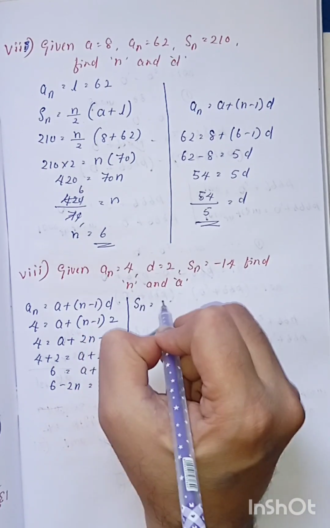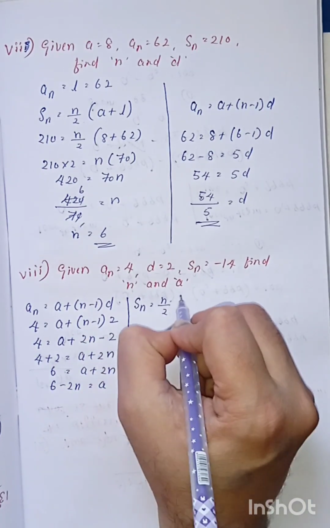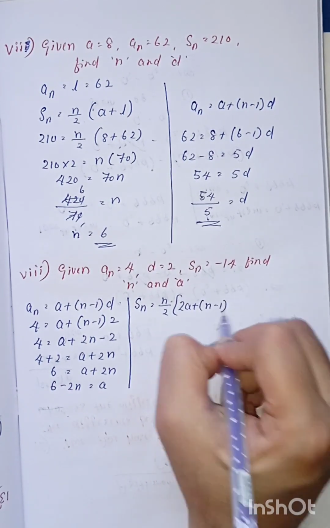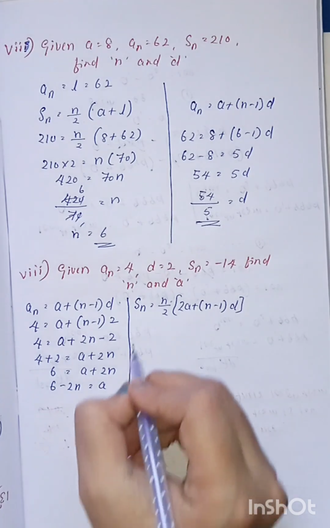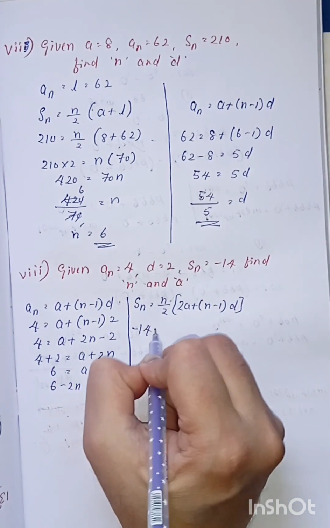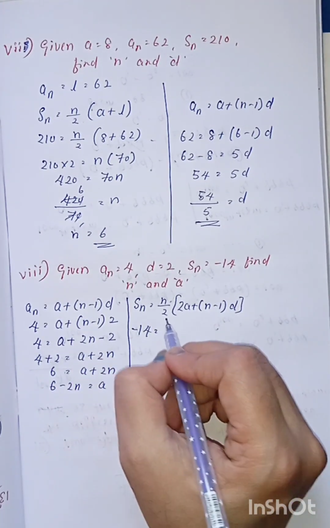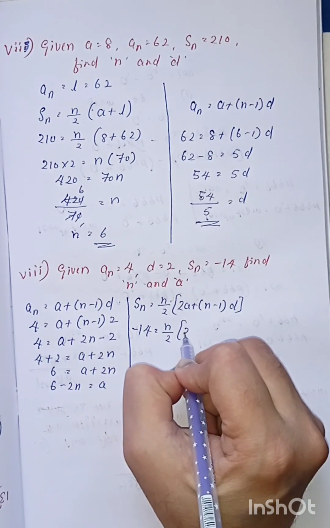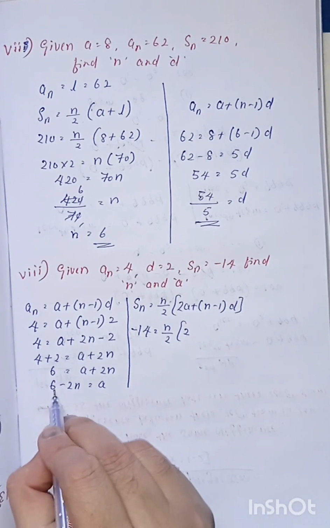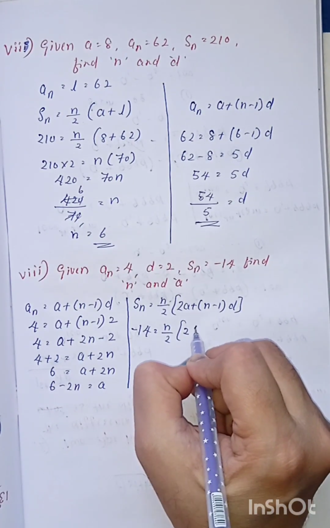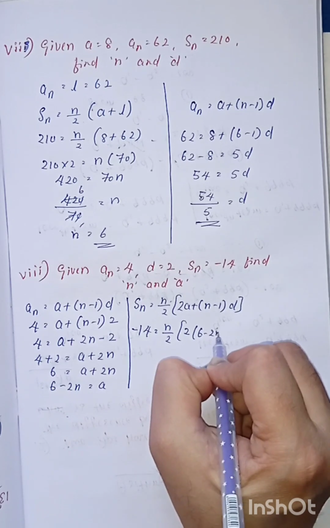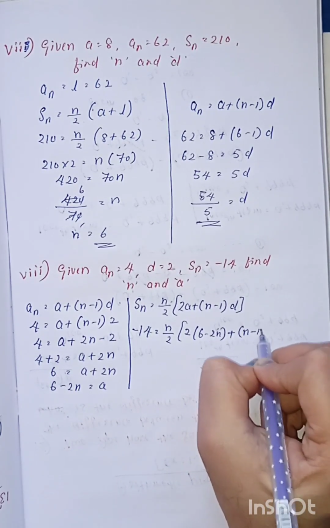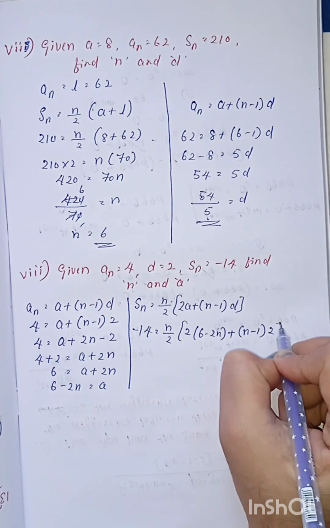Sn equals n by 2 into 2a plus n minus 1 into d. Now Sn means minus 14. N we don't know, we have to find out. n by 2 into 2a, where a means 6 minus 2n. I will put it in the bracket: 6 minus 2n plus again n minus 1 into d, which is 2.